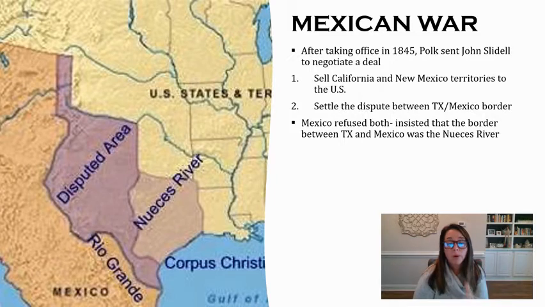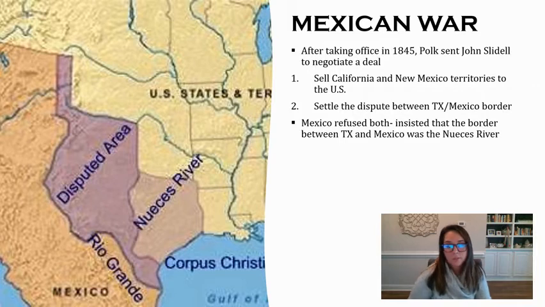And so Polk sends John Slidell to Mexico City to negotiate the purchase of this territory, and to also figure out this disputed territory, as you can see in the image above. Again, Mexico has recognized Texas as independent, but to the Nueces River, not to the Rio Grande. And so there you can see that disputed territory.